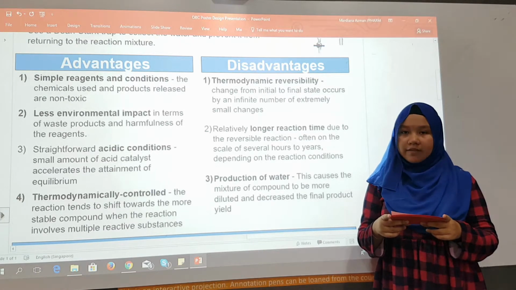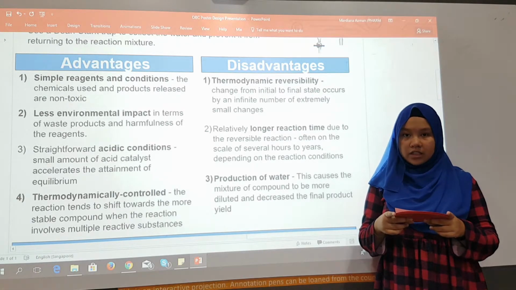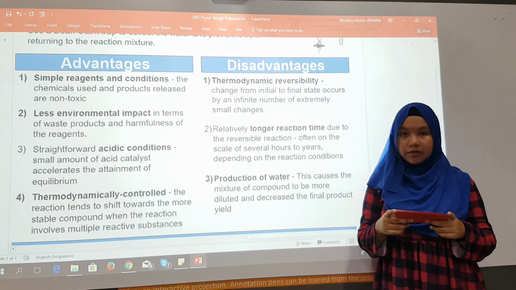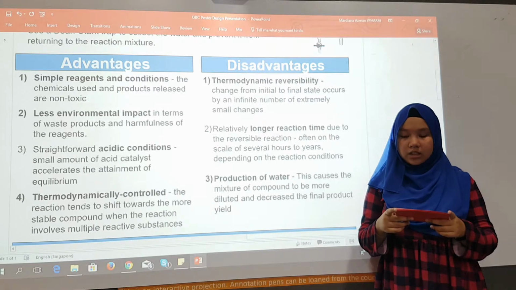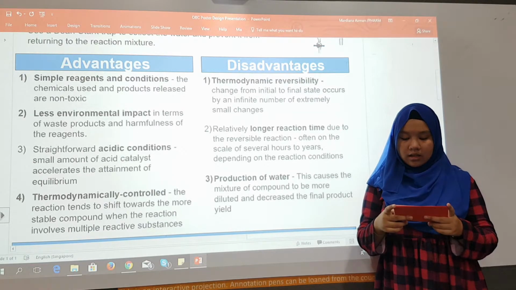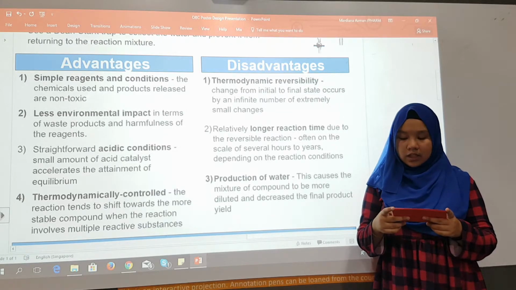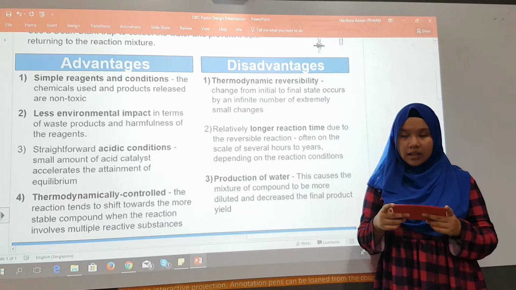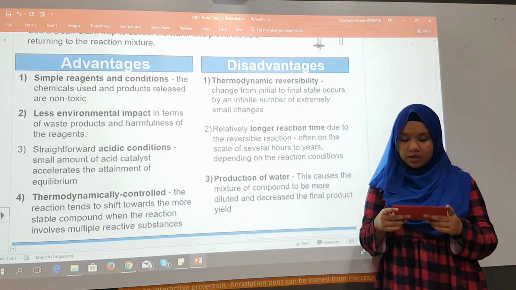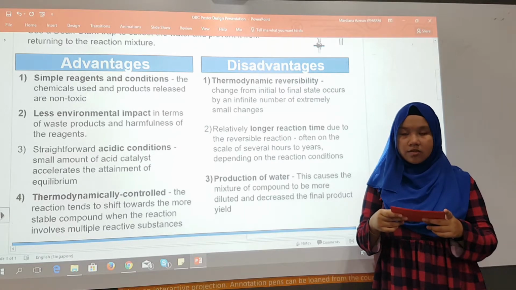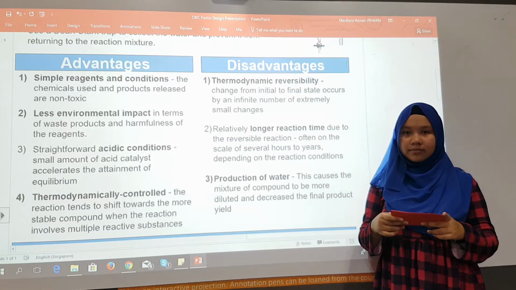Moving on to the disadvantages of Fischer esterification. Number 1, the reaction is thermodynamically reversible. The change from initial to final state occurs by extremely small changes. Number 2, it has a relatively longer reaction time due to the reversible reaction. Number 3, water is produced, which causes the mixture of compounds to be more diluted and decreases the final product yield.